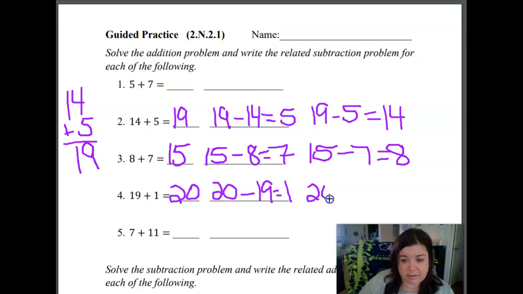Start with the answer again. Do the next one. 1. And then what number? What's the only number we haven't used yet? 19. Good. So is that what you got? I hope so.